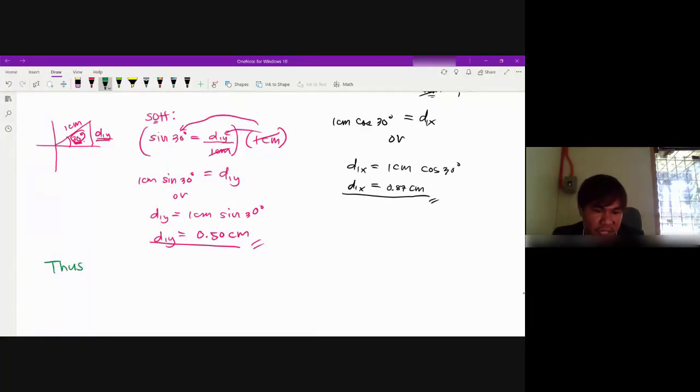Thus, the vector D1 in component form is equal to D1x, which is 0.87 cm i hat, plus the y component, 0.50 cm j hat. So that's the answer.